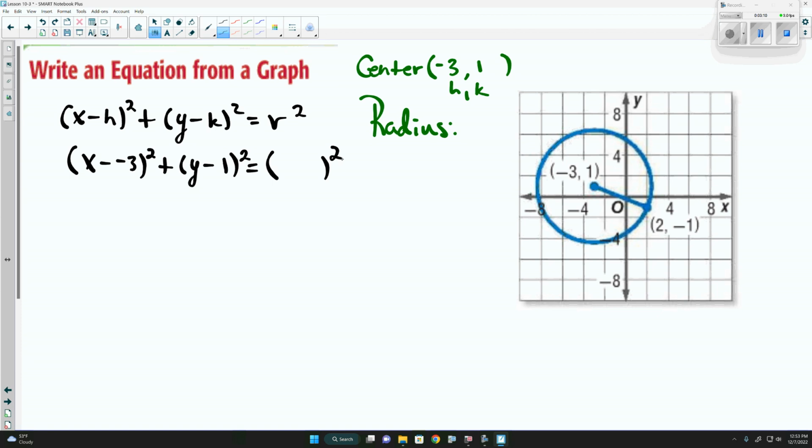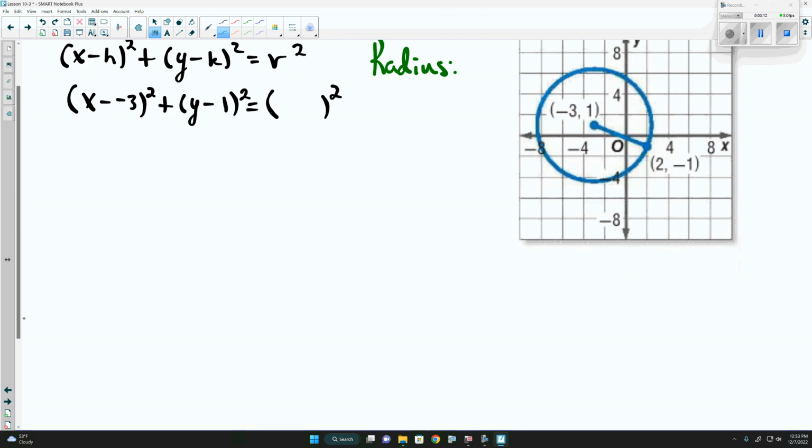Now the only thing we're missing is the radius. And the radius is the distance from the center to a point on the circle. So we can just use our distance formula. And the distance formula is the square root of (x2 minus x1) squared plus (y2 minus y1) squared. Now we can put our two points together. So it'd be (-3 minus 2) squared plus (1 minus -1) squared.